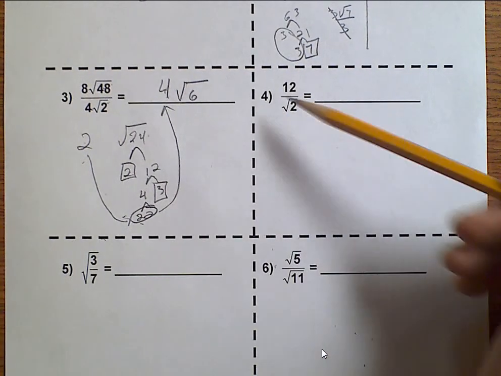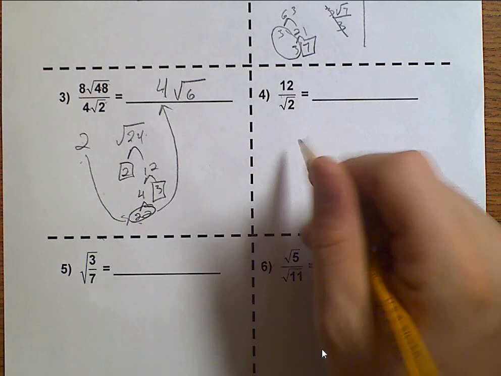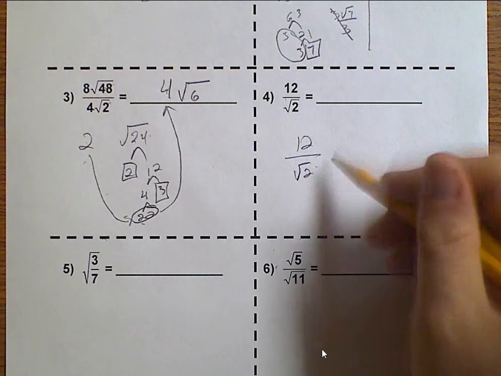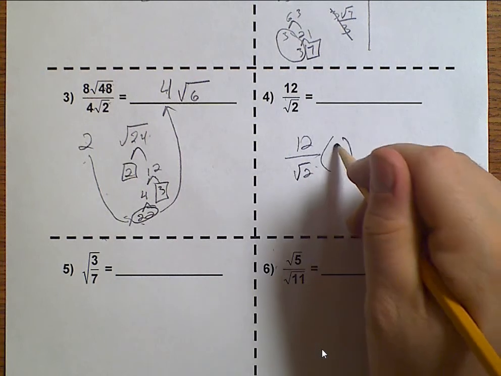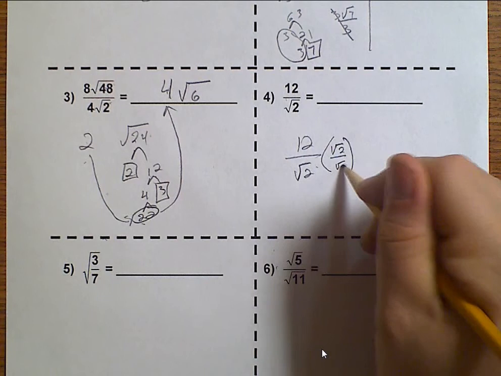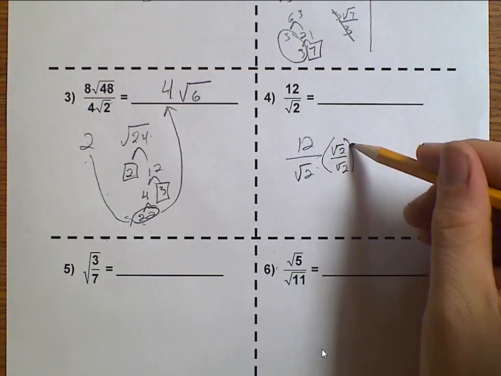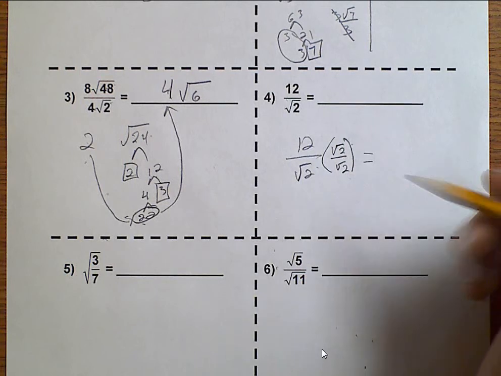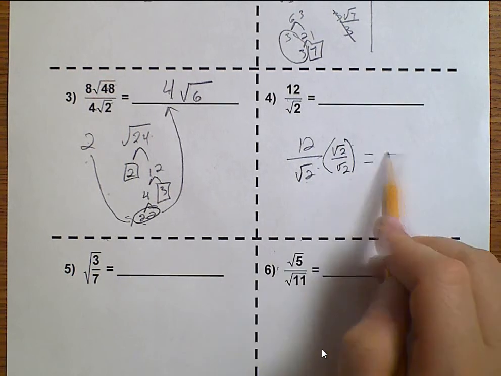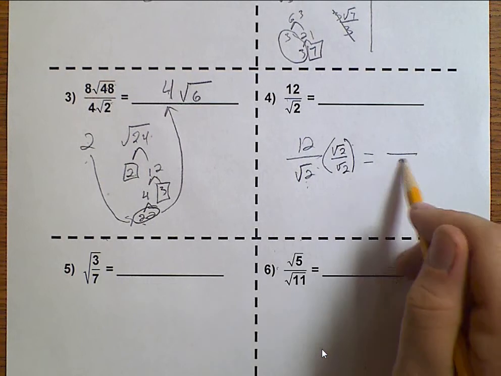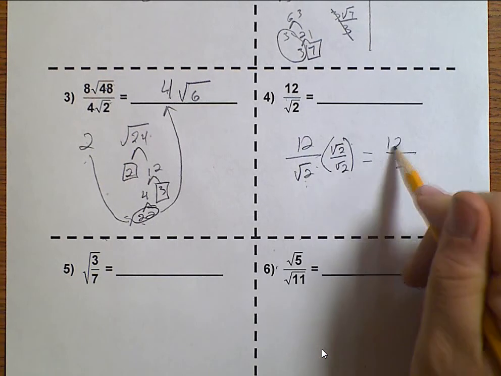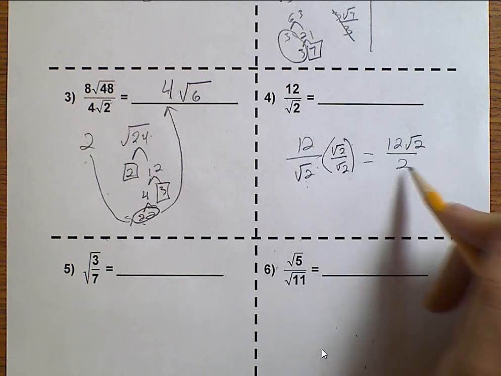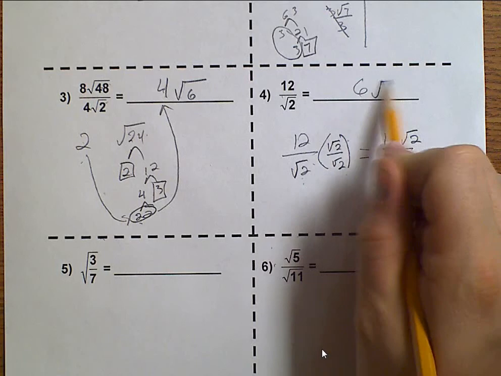Let's go and talk about number 4. Well, I can't take a regular number and divide by a square root. So instead, I have to multiply by a fancy version of 1. Because this is 1, I'm not changing anything. Square root of 2 over the square root of 2 times the square root of 2 is 2. And up here I get 12 on the square root of 2. Well, 12 over 2 makes 6 on the square root of 2.